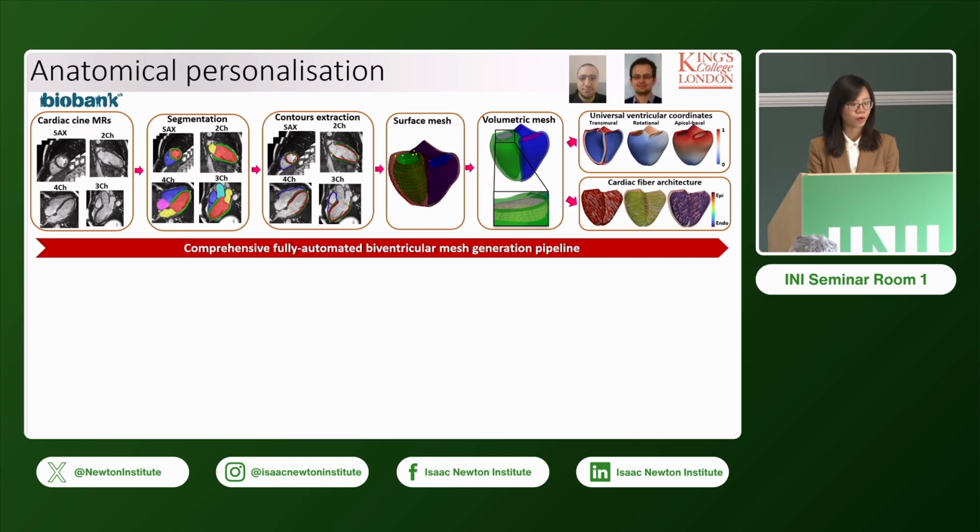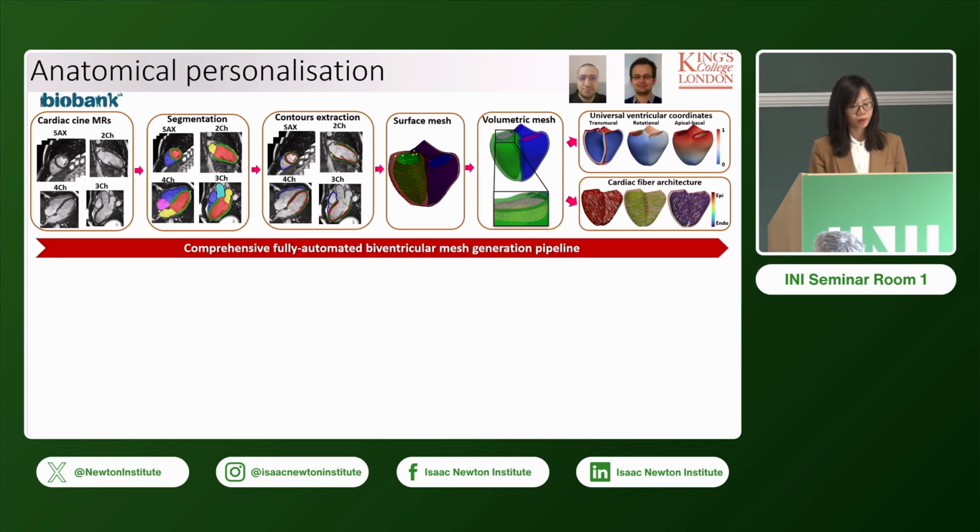Here we show our work on anatomical personalization. We have built a comprehensive, fully automated biventricular mesh generation pipeline. This pipeline takes the raw cine MRI images from the UK Biobank and conducts UNet-based auto-segmentation. Contours are then extracted and fed into an atlas-based surface mesh generation, and finally the volumetric mesh is generated, adding all the simulation-required details, for example the cardiac fiber architecture and the universal coordinate system.